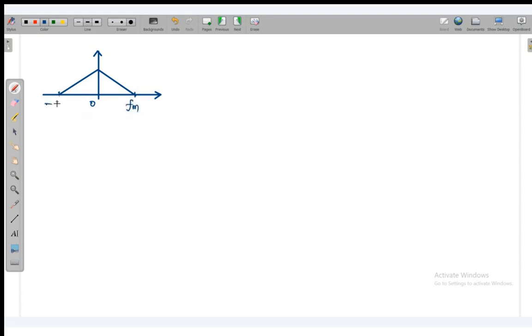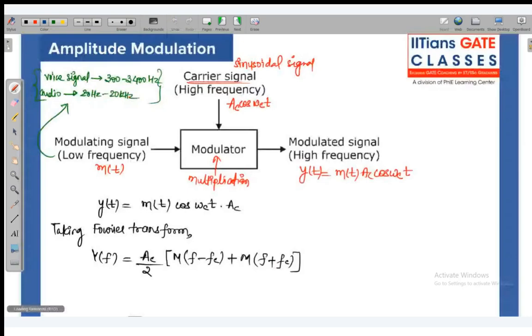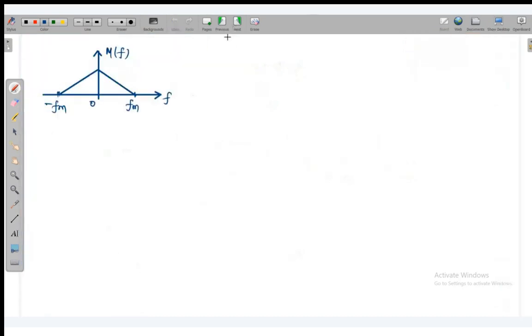Right now let's assume that we have a triangular signal which has the highest frequency f_m. This is our message signal, which has the shape of a triangle, with maximum frequency f_m and minimum frequency up to minus f_m. And what we have written here, the amplitude gets halved, and M(f) is this. It is M(f minus f_c) and M(f plus f_c). So how do you draw M(f minus f_c) and M(f plus f_c)?